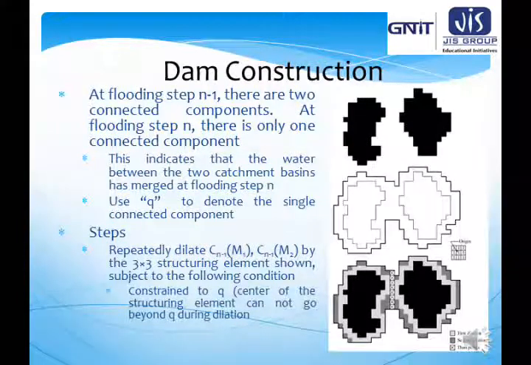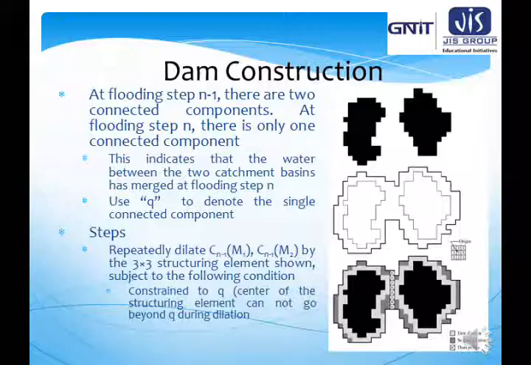Now these next slides, again, the dam construction continued. At flooding step n-1, there are two connected components. At flooding step n, there is only one connected component. This indicates that the water between the two catchment basins has merged at flooding step n.